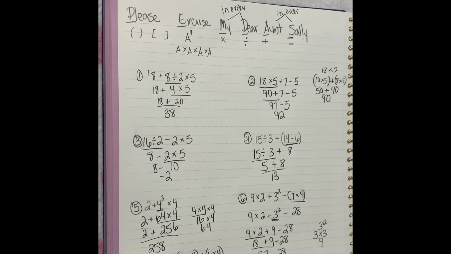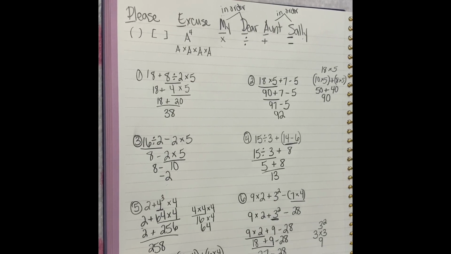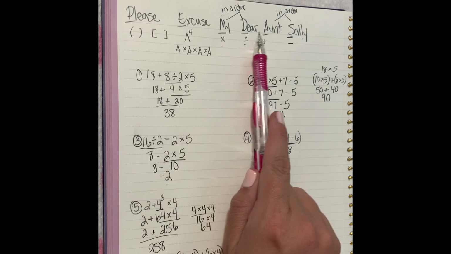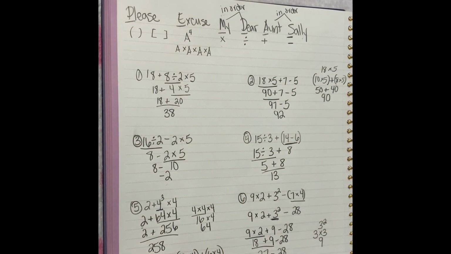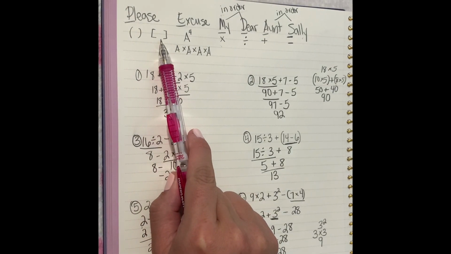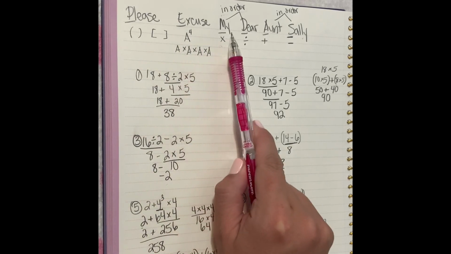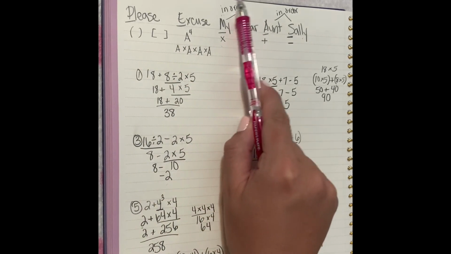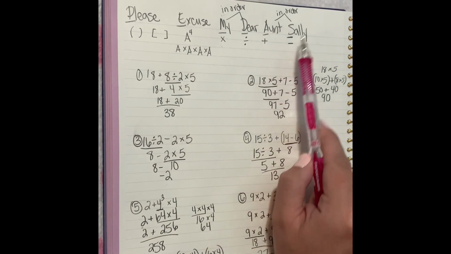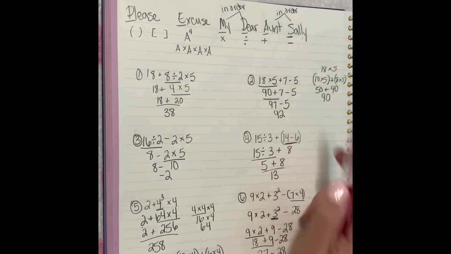All right, thank you so much for tuning in. I hope that this helped. Please remember, when we're doing order of operations, you do please excuse my dear Aunt Sally. If you want to come up with your own little phrase, then you are welcome to do so. As long as you remember that P is parentheses or brackets, E is exponent, M multiply, divide, do these in the order they occur, and then A add, S subtract, do those in the order they occur in your problem.